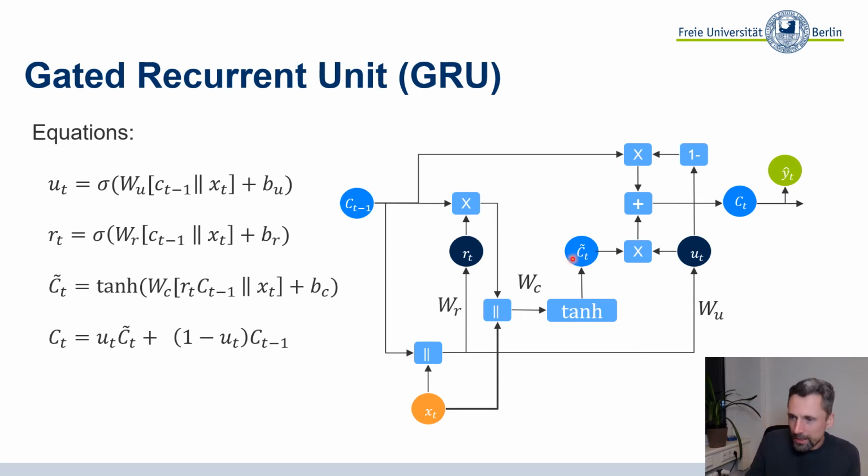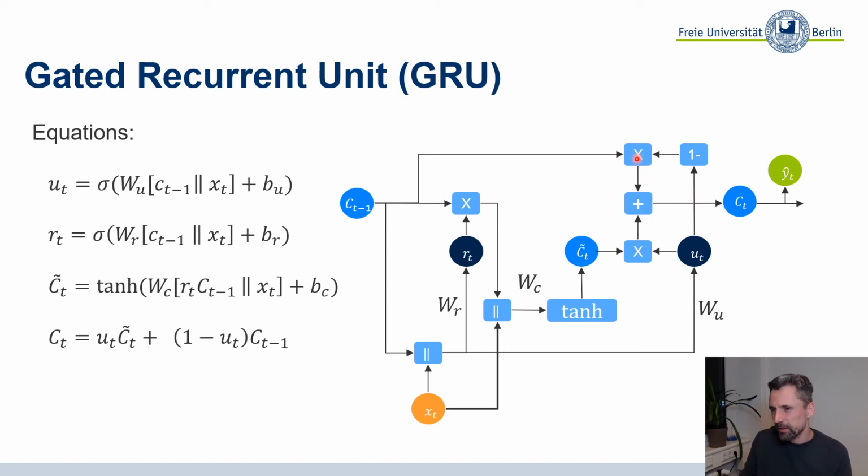Now, like in the LSTM, we again have this temporary context vector c tilde of t. And again, this is gated with an update vector or update gate. Again, the concatenated vector x_t and h_{t-1} is pushed into the sigmoid function. It then defines how much of this hidden context vector c tilde is actually added onto the old context vector.